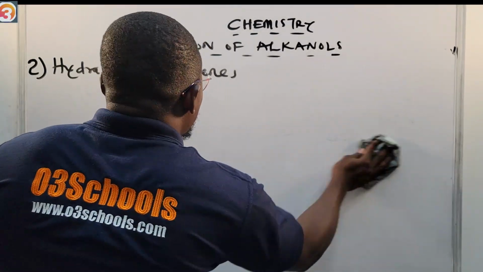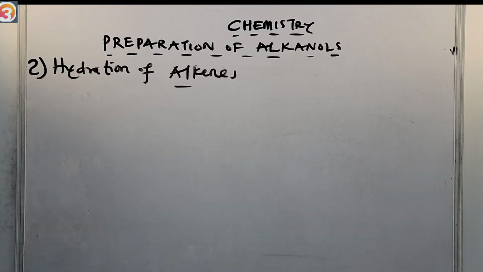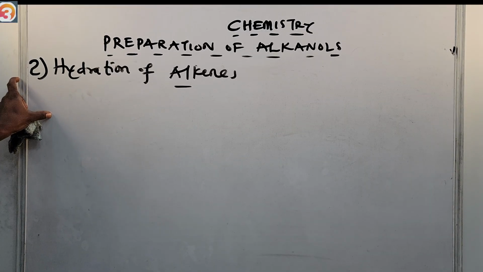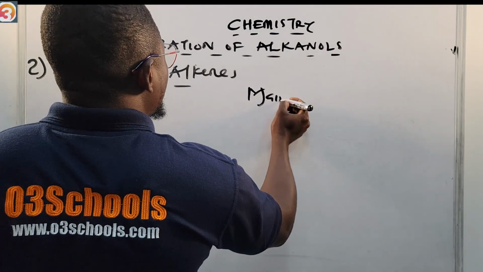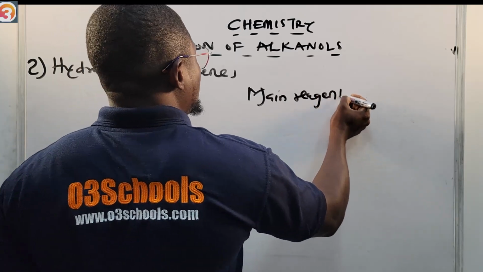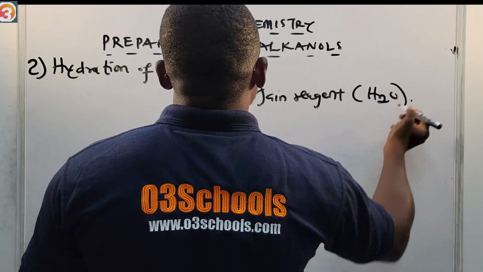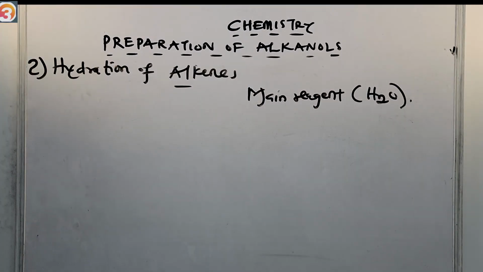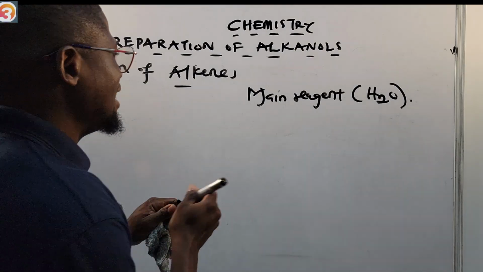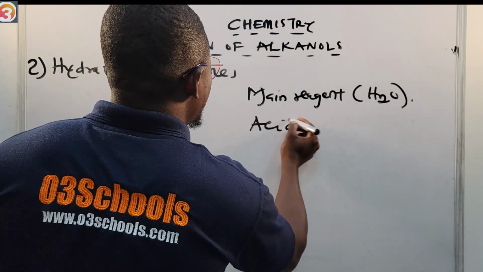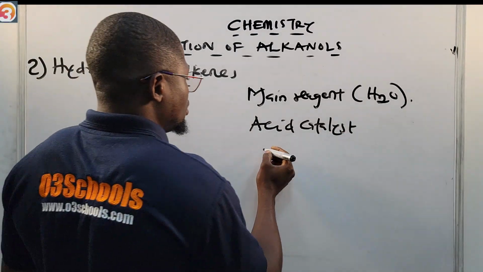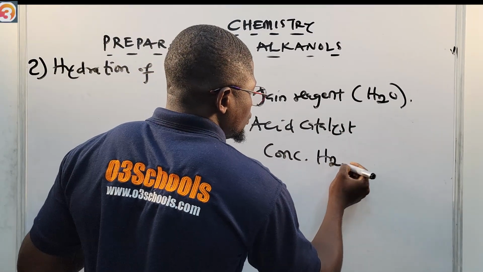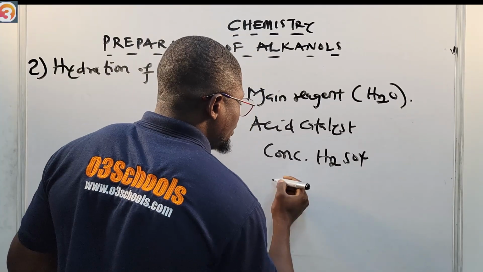So now the conversion of an alkene to an alcohol is called hydration. And the main reagent that we use here is water, our H2O. What's more, we also use an acid catalyst. You must take note of that. The catalyst could be concentrated H2SO4 or phosphoric acid.